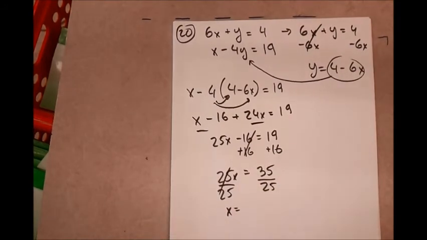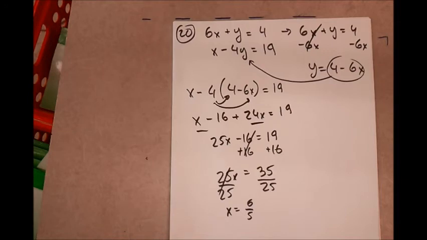Now 35 and 25. So 25 is not going to go into 35 evenly, but they both will simplify down because you can factor out a 5. So it's going to be 6 over 5. So that's going to be the x. Alright, good. Not a problem.